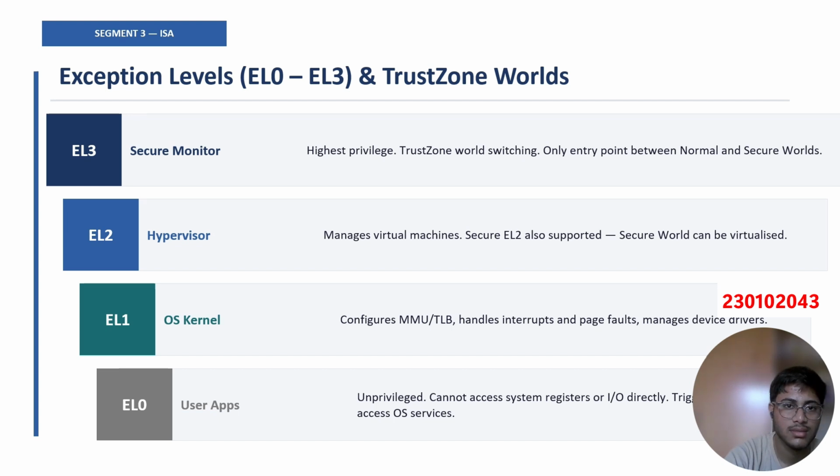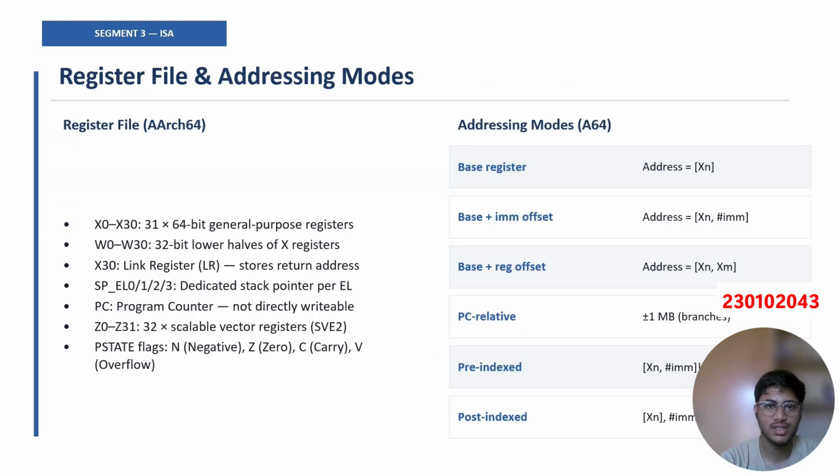Now let's look at the register file and addressing modes. In AArch64, we have 31 general purpose registers, X0 through X30. The W registers are just the 32-bit lower halves of the same registers. X30 serves as the link register, storing the return address for function calls. Each exception level has its own dedicated stack pointer. The PC is not directly writable.